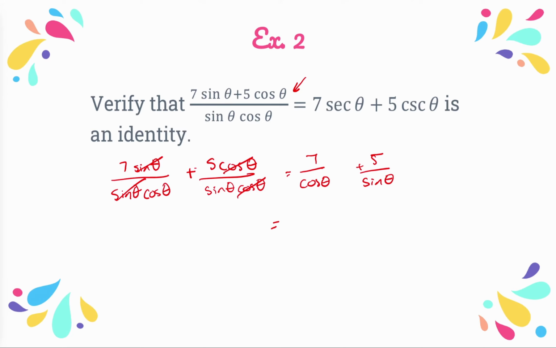1 over cosine theta is secant theta, so that's 7 secant theta. 1 over sine theta is cosecant theta, so that's 5 cosecant theta. And that is equal to what we got up here. So, transforming the more complicated side of the equation into the simpler side.